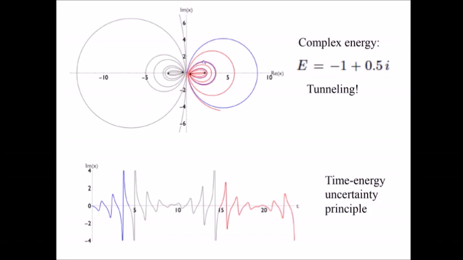And what is really interesting is you can ask, how long does it stay in this well until it tunnels to this well? Okay, and it turns out that if you multiply the imaginary part of the energy times the average time spent in a well, it's a constant. And so although this is classical physics, we see a time energy uncertainty principle in classical physics, which is really interesting. So this shows you that complex mathematics is really, really interesting, okay?